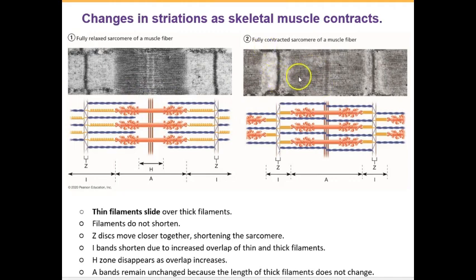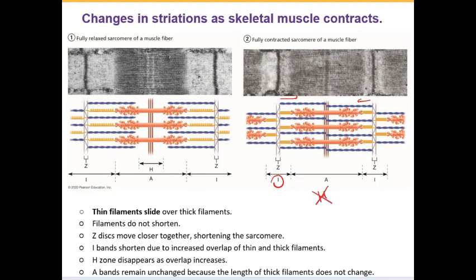And look at the fully contracted sarcomere. When the muscle contracts, something changes. You can see the Z discs move closer together. What does that mean? It means that the sarcomere shortens. And as the Z discs move inward, the I band shortens. You can compare with the fully relaxed sarcomere. The I band shortens and also the H zone disappears. There is no H zone anymore. But look at the A band.